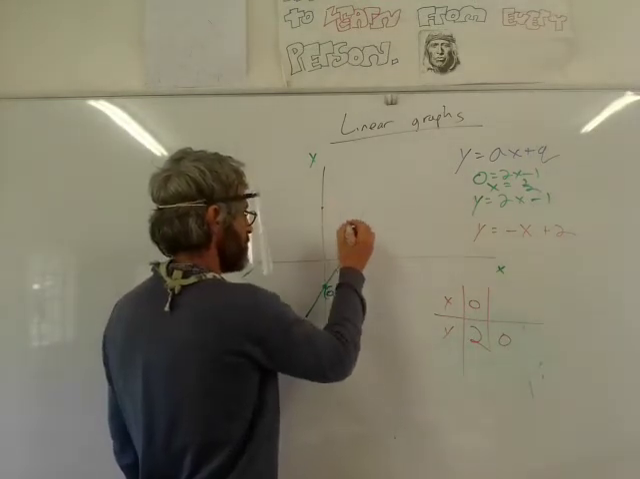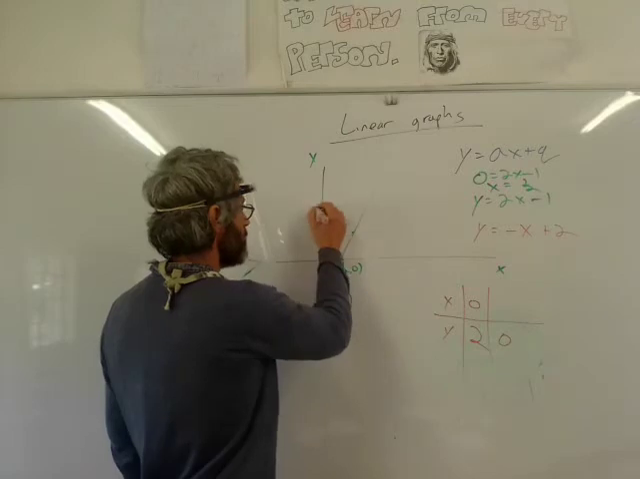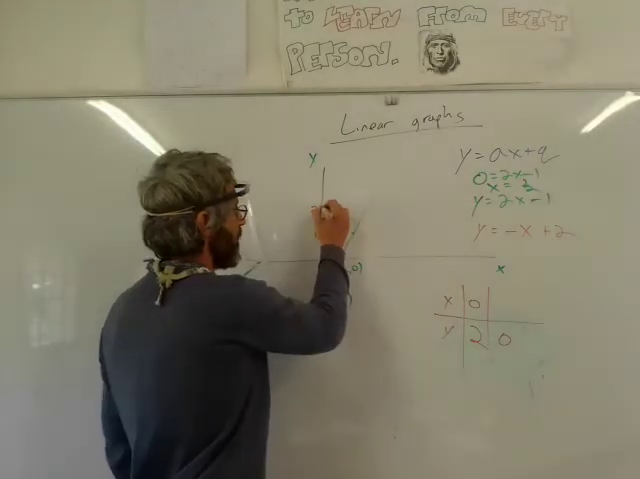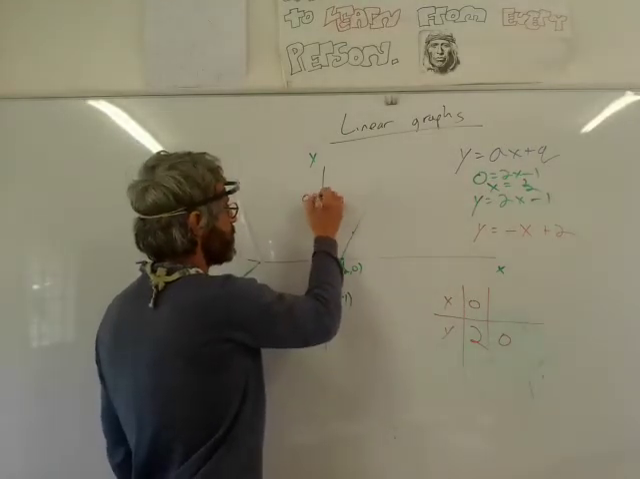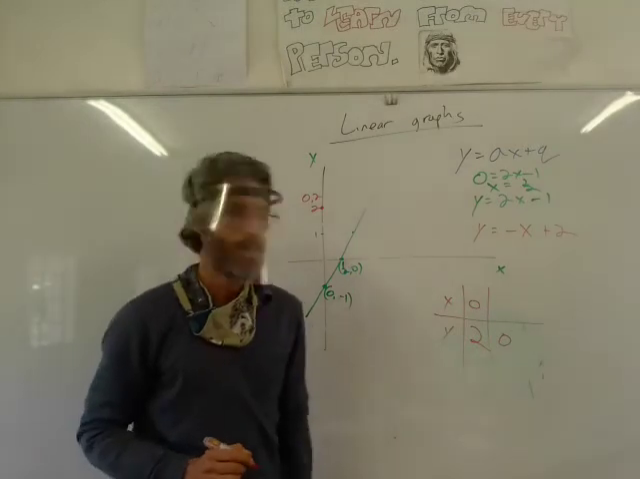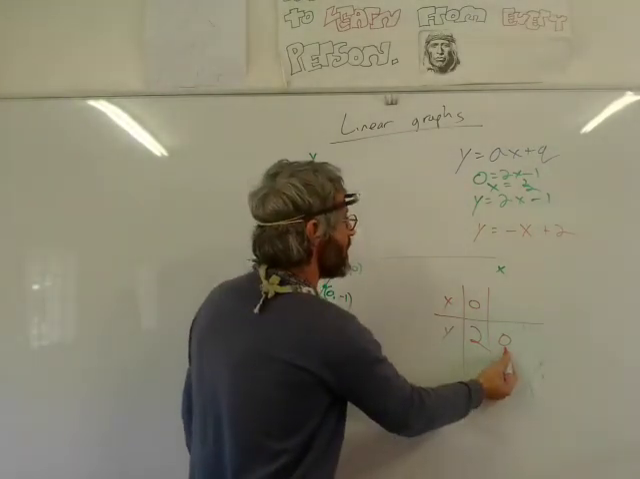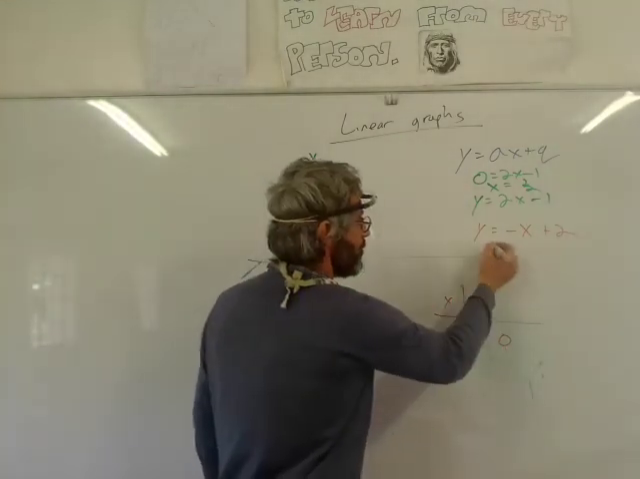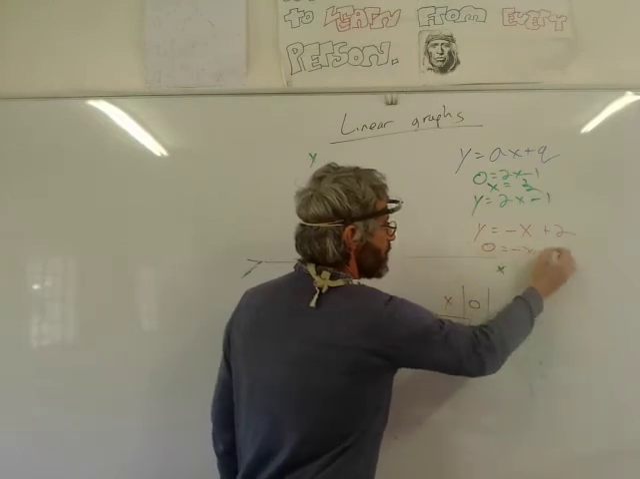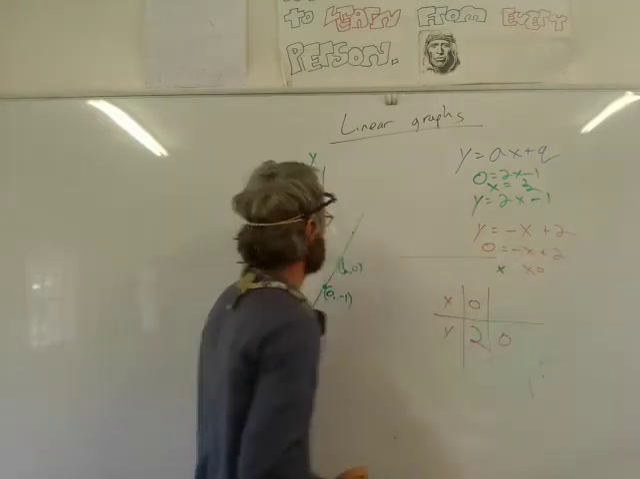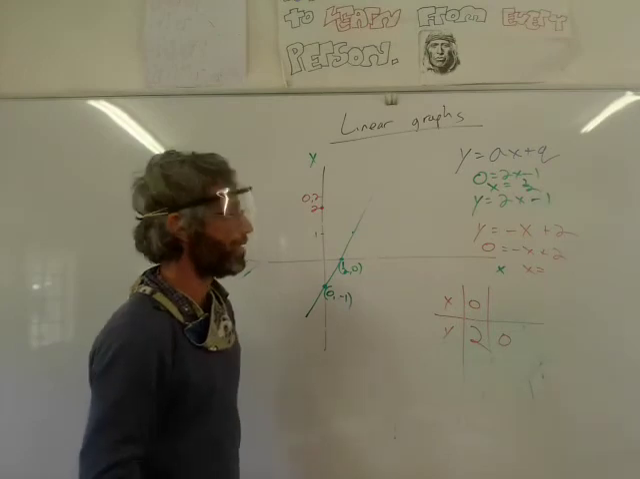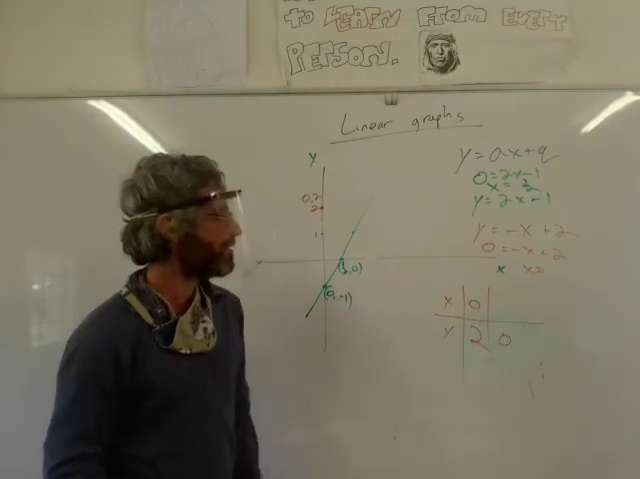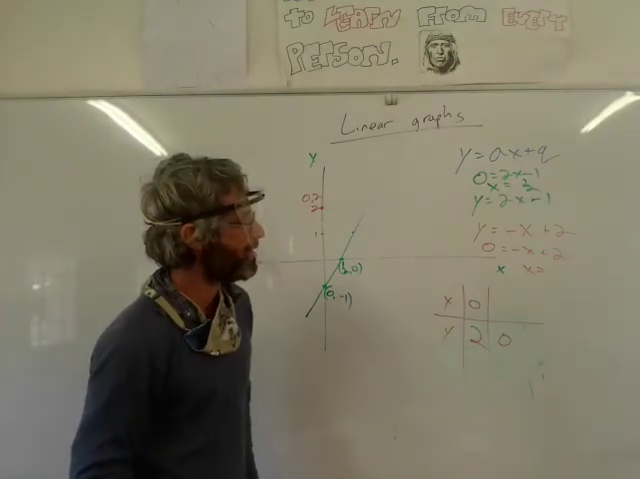Let's say this is 2. This is 1. This is 2. Okay? So that's my point here. 0, 2 is an intercept. Okay? Now I want to know when y is 0. That's my x-intercept. So I'm going to put 0 equal minus x plus 2. X equal? What is x equal to?